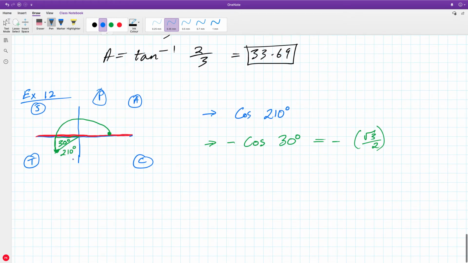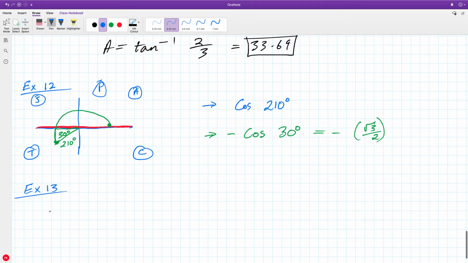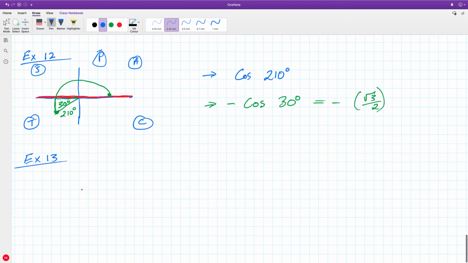Right, have a go at this with me. Example number 13. Write down the exact value of the following. Write down the exact value of the sine of 150 degrees.